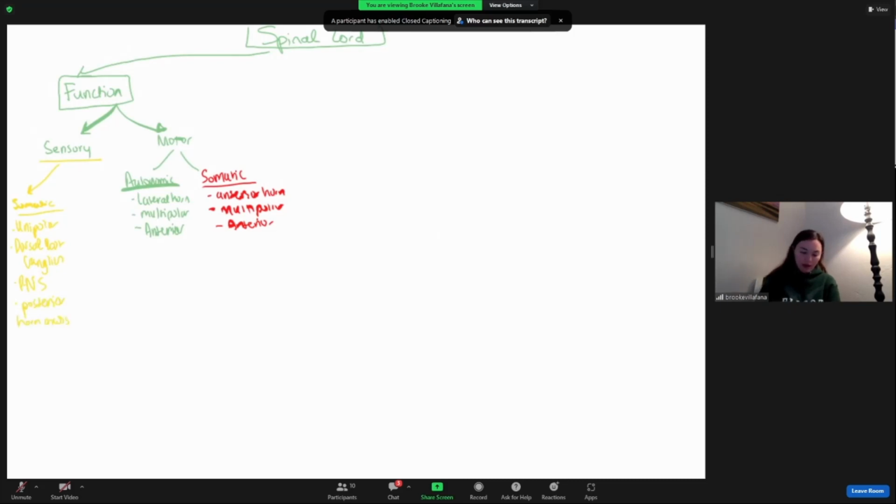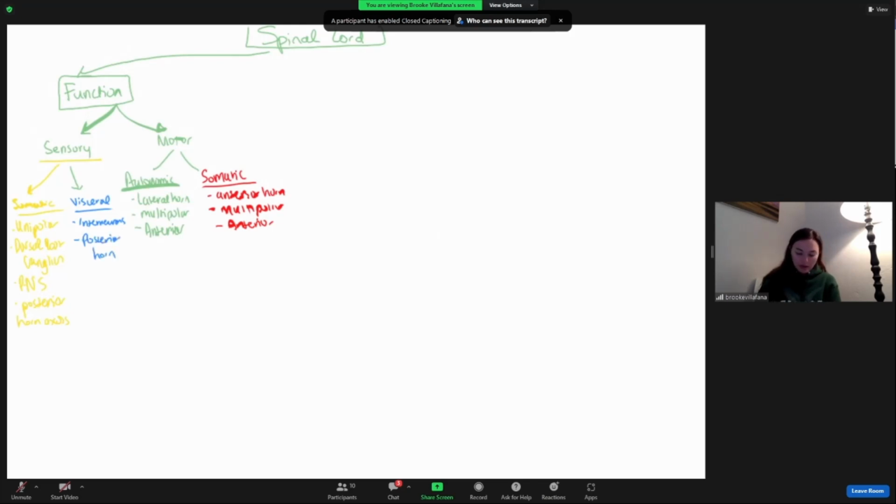Then I have my visceral or my autonomic sensory. We did blue, visceral. Those cell bodies were interneurons, and they were located in the posterior horn as well. Posterior horn.